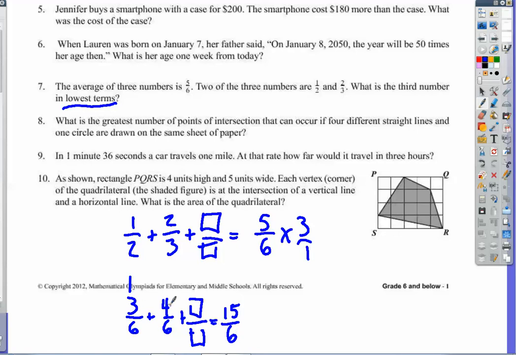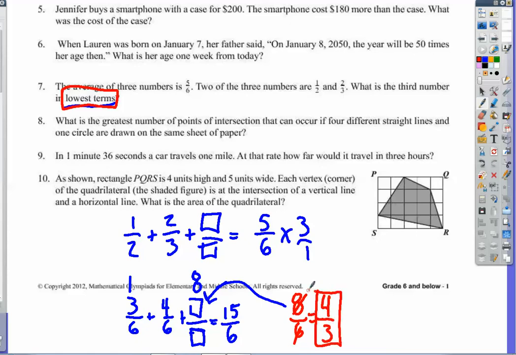So 3 plus 4 plus something is 15. Well, what's that something? 3 plus 4 is 7. 7 plus 8 is going to be 15. And when you add fractions, the denominator remains the same. So this number right here is going to be 8/6. But wait a second. The instructions say lowest terms. So we need to reduce this. What goes into 8 and 6? Well, 2 does, right? So we have 4/3. And so our answer is 4/3.